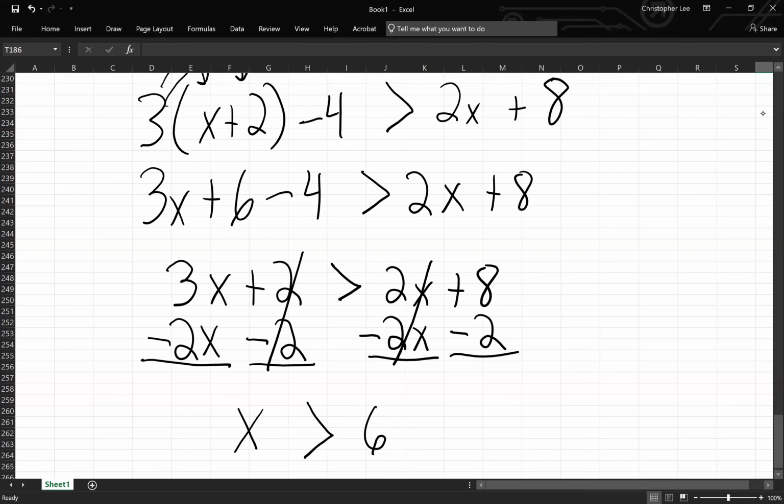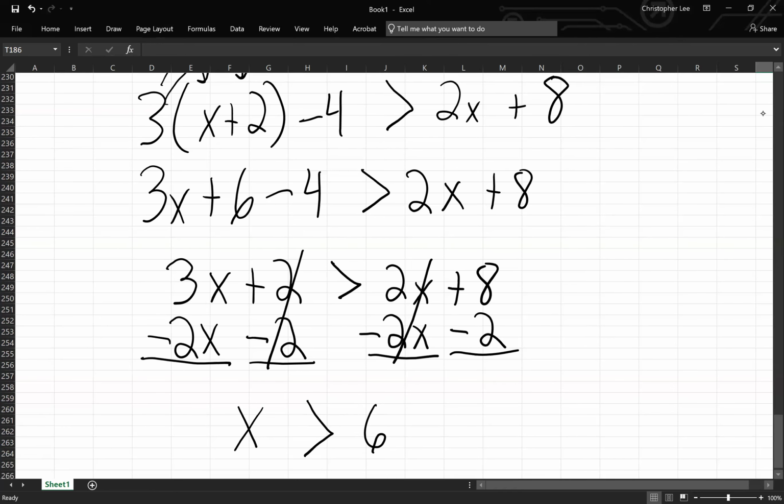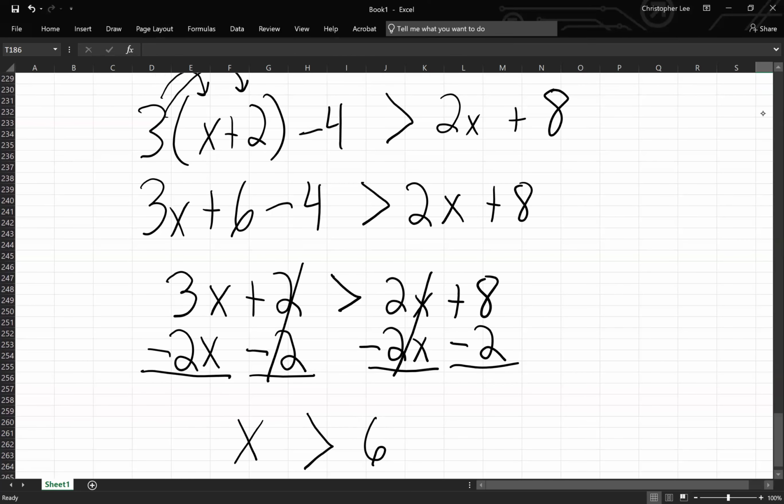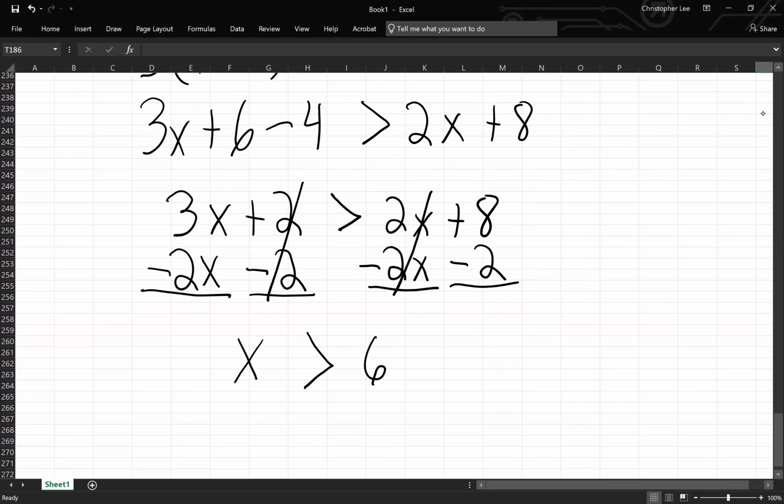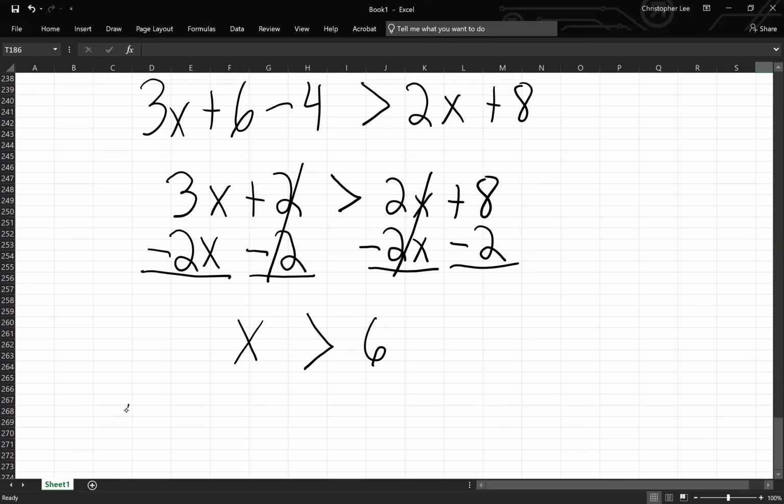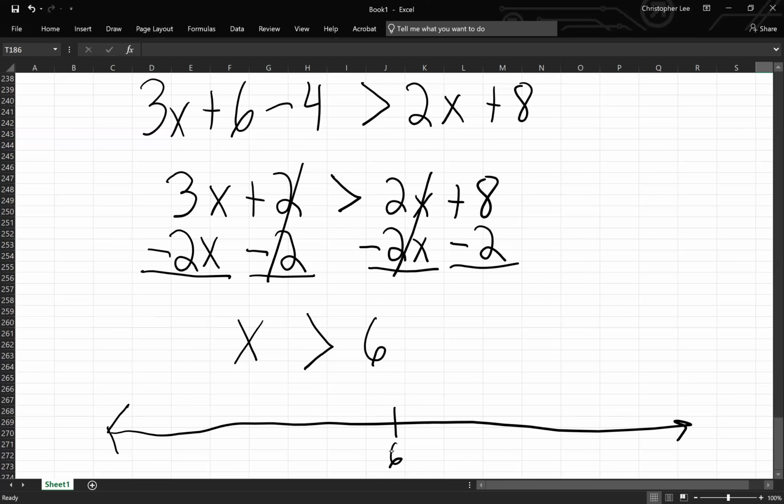But now that I found my solution, I want to graph it. All right, so let's graph it. So I'm going to make a number line. In the middle, I'm going to write 6 just to make things easy.